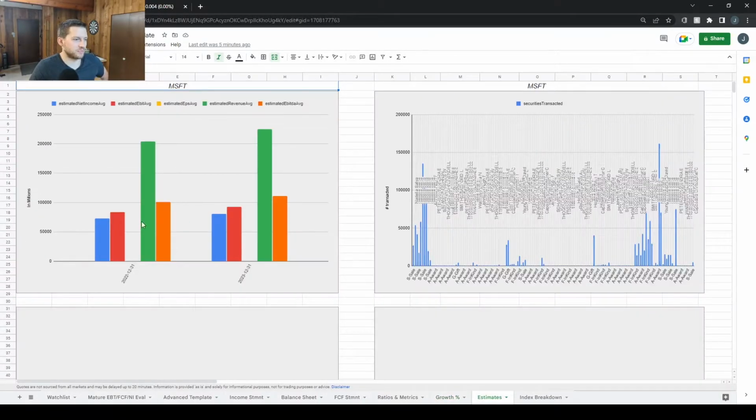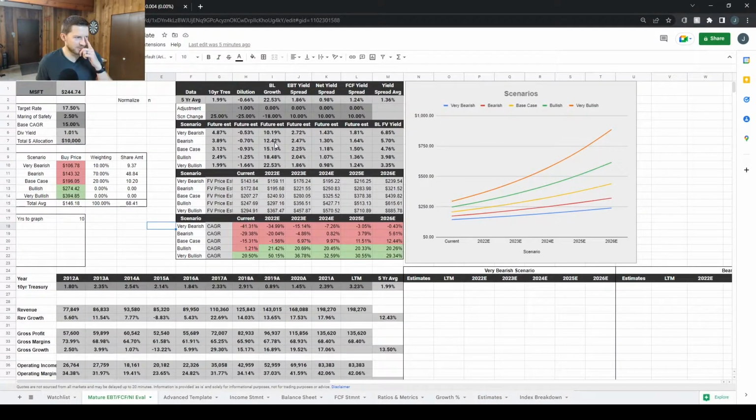Analyst estimates are projecting just a little bit of growth over this next year. For securities transacted by insiders, we've had some sales and a decent amount of awards, nothing super crazy. So with that being said, let's jump over to the evaluation. Here we have the evaluation.